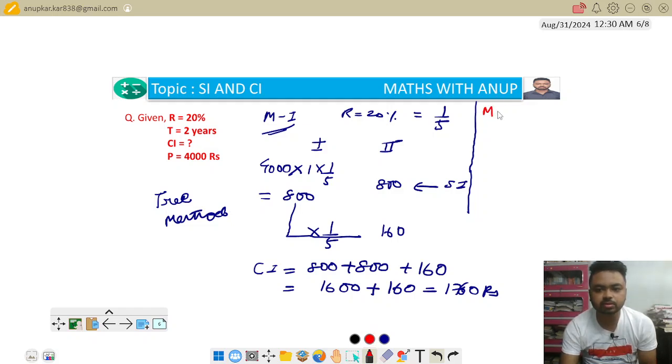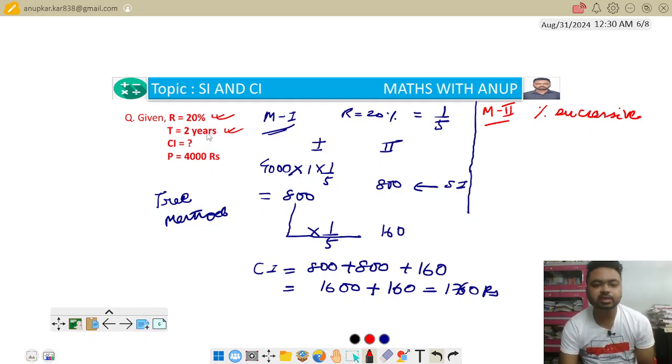Method number 2 is percentage successive. What will I do? This can be applied only to questions which have a time period equal to 2 years and a good rate. Good rate meaning it doesn't come in decimal points or in fractions. So the rate is a good value, 20%, and the duration is 2 years.